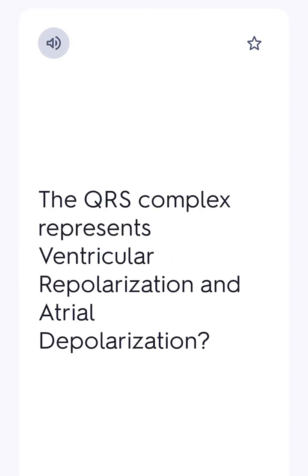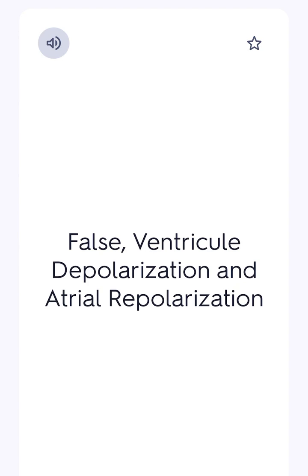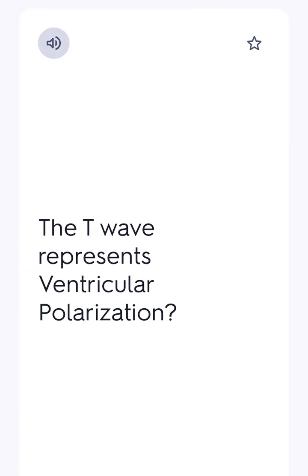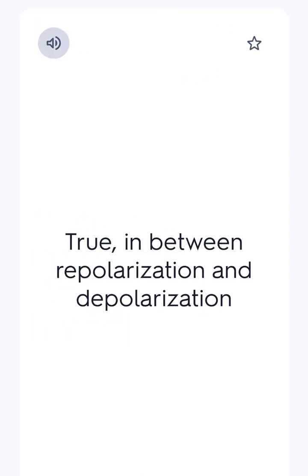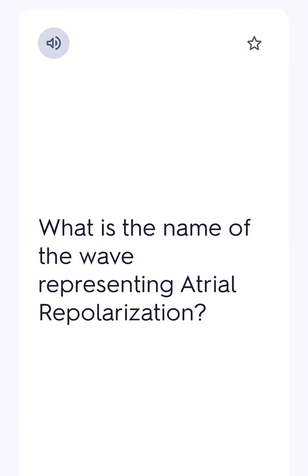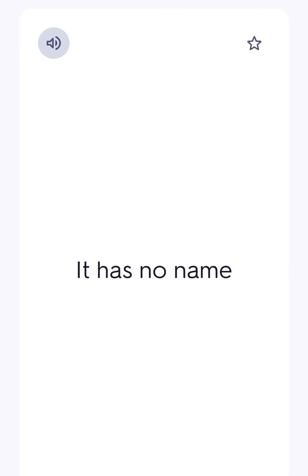The QRS complex represents ventricular repolarization and atrial depolarization. False. Ventricular depolarization and atrial repolarization. The T wave represents ventricular polarization. True, in between repolarization and depolarization. What is the name of the wave representing atrial repolarization? It has no name.